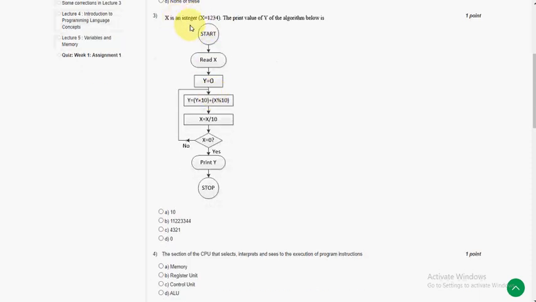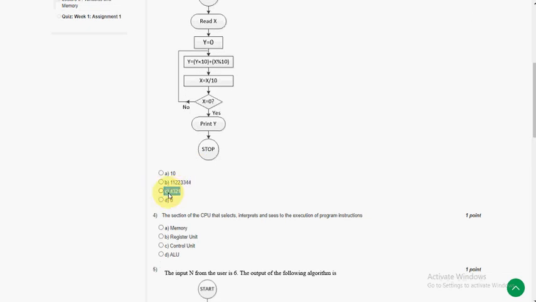Here they gave the x value as 1, 2, 3, 4. They are asking to print the value of Y. So we will get the answer as 4, 3, 2, 1. So mark option C, 4, 3, 2, 1, as the correct answer for the third question.